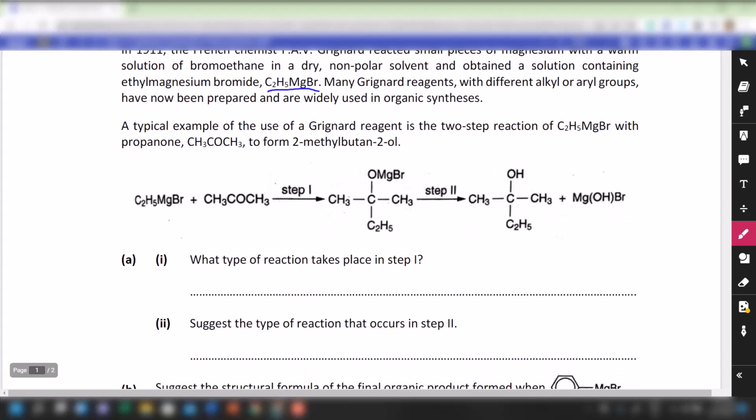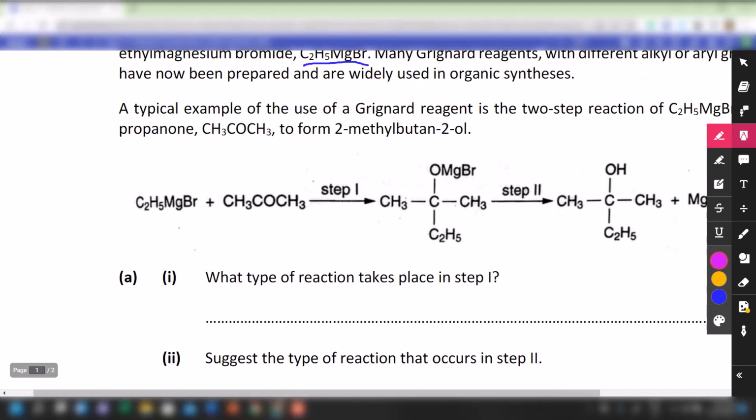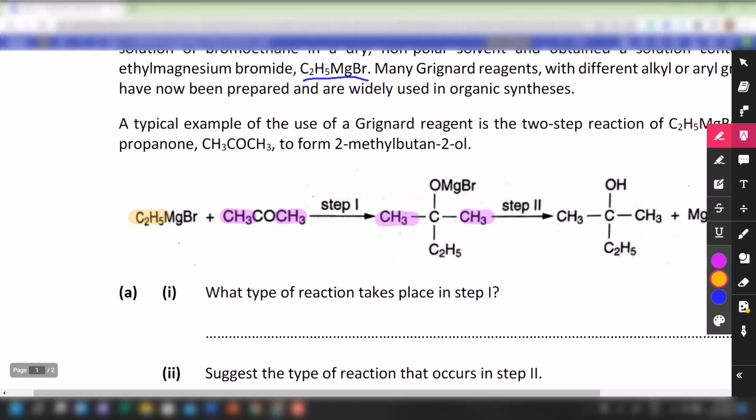So you have a typical example of the use of a Grignard reagent in the 2-step reaction of ethyl magnesium bromide with propanone. In the process, you get a tertiary alcohol known as 2-methylbutan-2-ol. At first maybe you think it's not very familiar, but if I color code propanone, just the CH3 group over here, and then color code the ethyl group, you'll notice that it is being nucleophilically added to the carbonyl carbon.